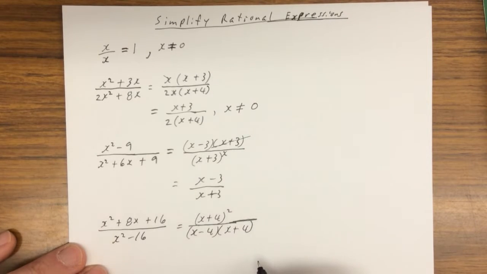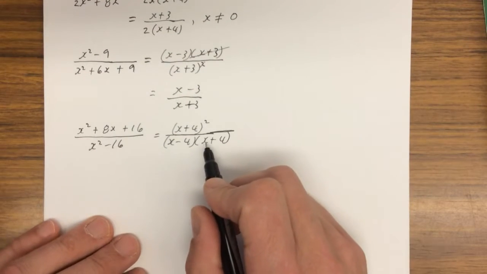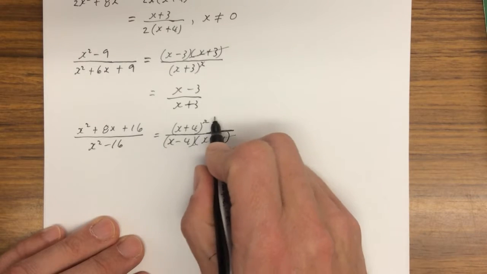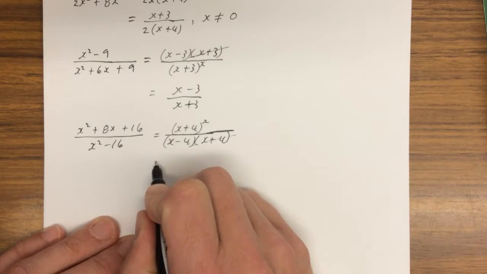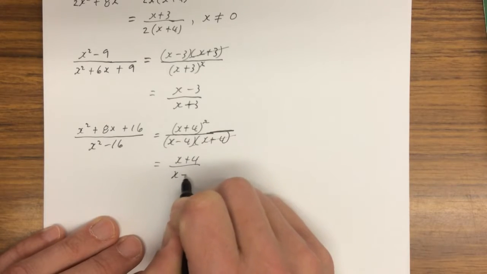Okay. Now we can do the same thing. We can cancel out one of the x plus 4's here. So cancel out this one and one of those, and you end up with x plus 4 over x minus 4.